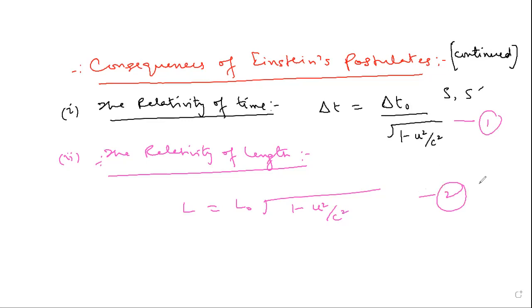What's L naught? L naught is called rest length or proper length. It is the length measured by an observer, in our case S prime, who is at rest with respect to the object being measured. Now all observers in motion relative to S prime measure a shorter length. So our S observer measures length L, which is shorter than the proper length L naught. And we said the shortening of the length is only along the direction of motion. Length measurements transverse to the direction of motion are unaffected, right?